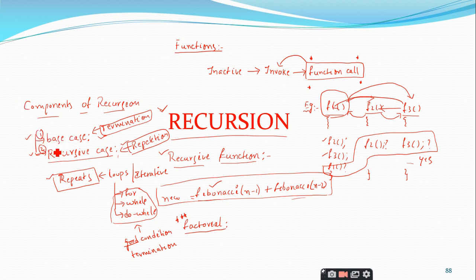If you forget to specify the base case, then it will enter into an infinite loop. Strictly, we should not use the term infinite loop, but in order to understand, I am just mentioning it that way. That means it will enter into an infinite number of repetitions. If a recursive function enters into an infinite number of repetitions, that situation we call memory segmentation.